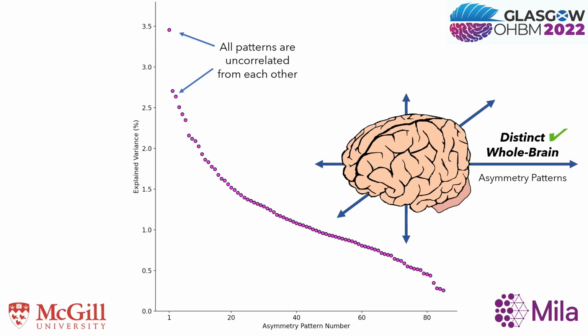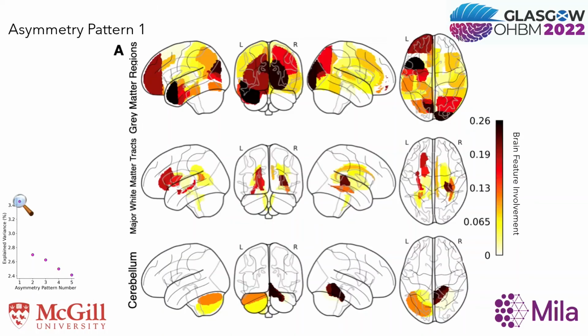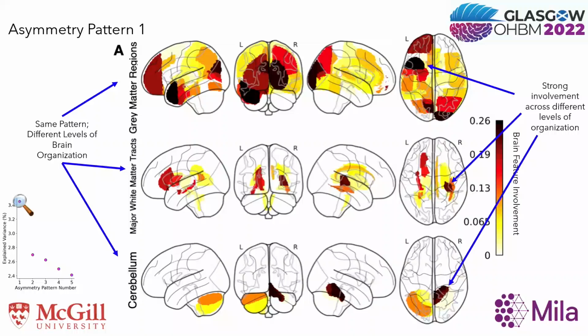However, we also want to test whether these asymmetry patterns pervade across the whole brain. In order to do that, let's zoom in on asymmetry pattern 1. Here we see the structural co-occurrence profile of asymmetry pattern 1. There's a lot going on, so let's take it step by step. Each row here shows a different level of brain organization, and all are associated with asymmetry pattern 1, with darker colors indicating features with greater importance in describing asymmetry pattern 1. We see strong involvement of brain features across all examined levels of brain organization.